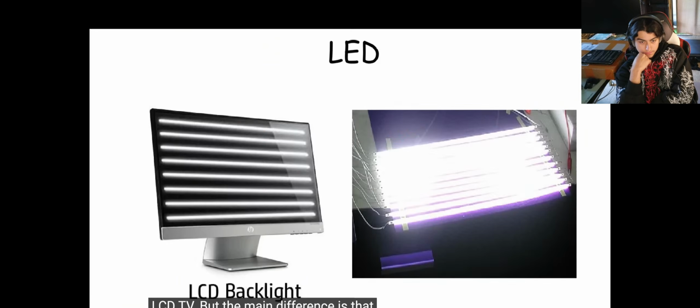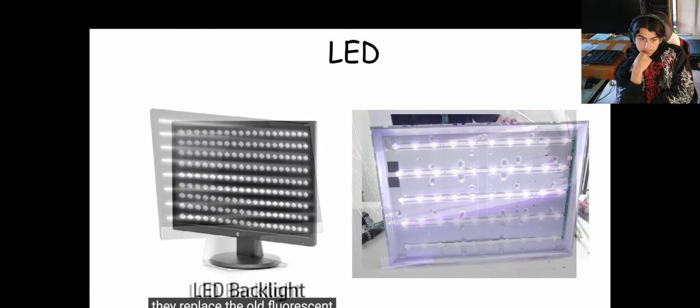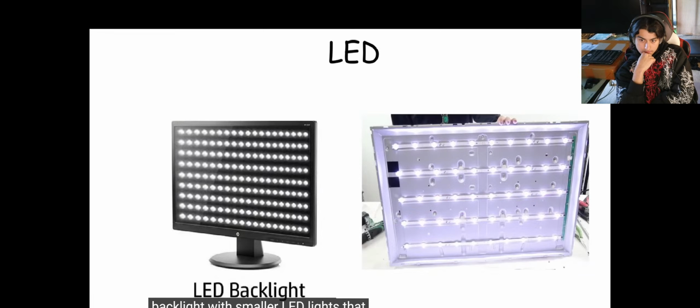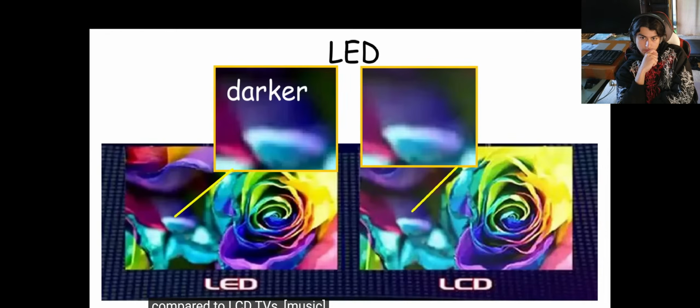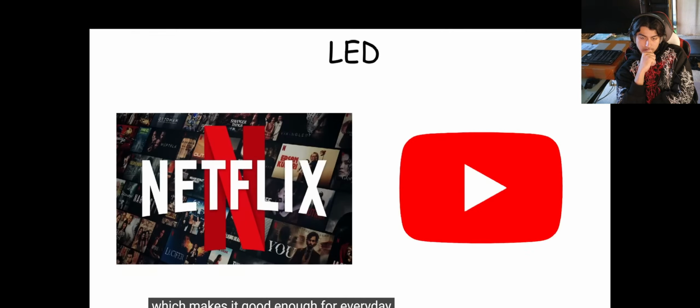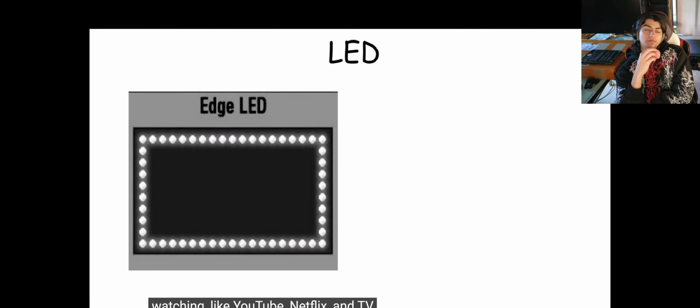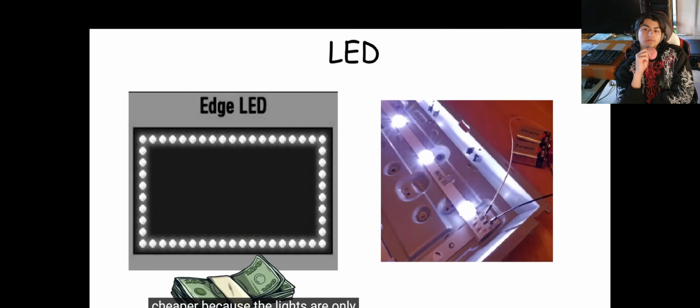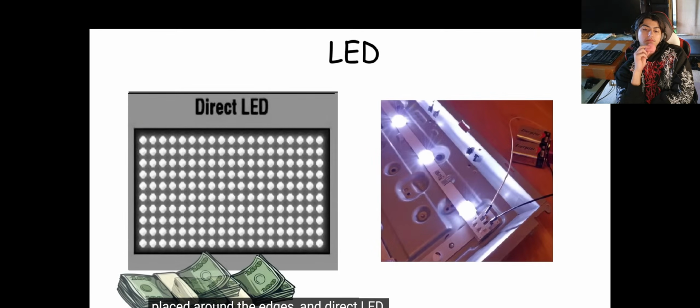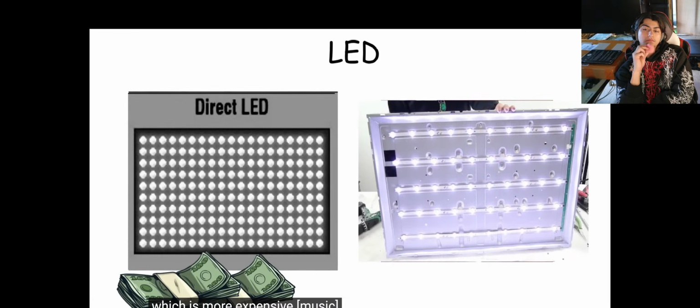LED. LED, which stands for Light Emitting Diode, is actually still an LCD TV, but the main difference is that they replace the old fluorescent backlight with smaller LED lights that spread across the screen. This not only makes LED TVs more energy efficient, but also improves color and contrast compared to LCD TVs, which makes it good enough for everyday watching like YouTube, Netflix, and TV channels. LED TVs also come in different variants, such as Edge LED, which is cheaper because the lights are only placed around the edges, and Direct LED, which is more expensive because the lights cover the entire back of the screen.